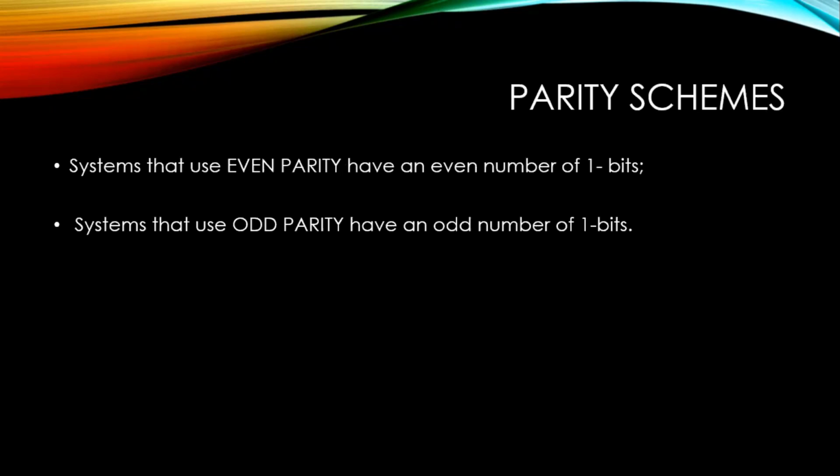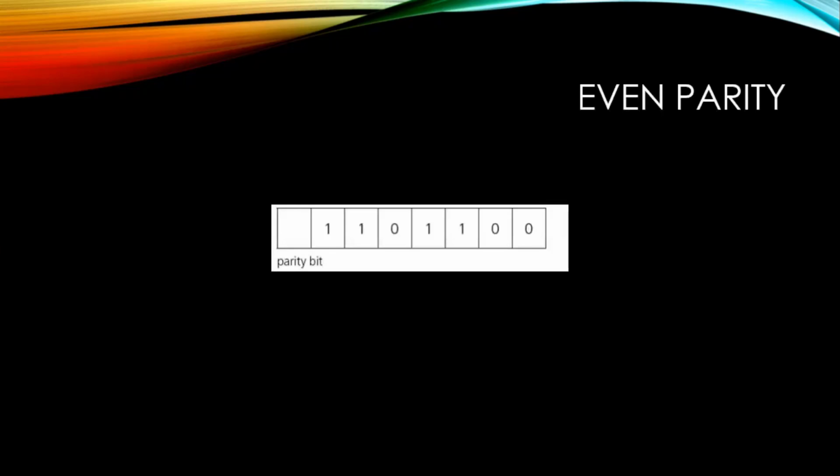Systems that use even parity have an even number of 1 bits, and systems that use odd parity have an odd number of 1 bits. So if I'm using even parity, when you count the number of 1s, it must give an even number. And if you're using odd parity, when you count the number of 1s, you must have an odd number. We know that an even number is one that is exactly divisible by 2. Let's take for example 4. 4 is exactly divisible by 2.